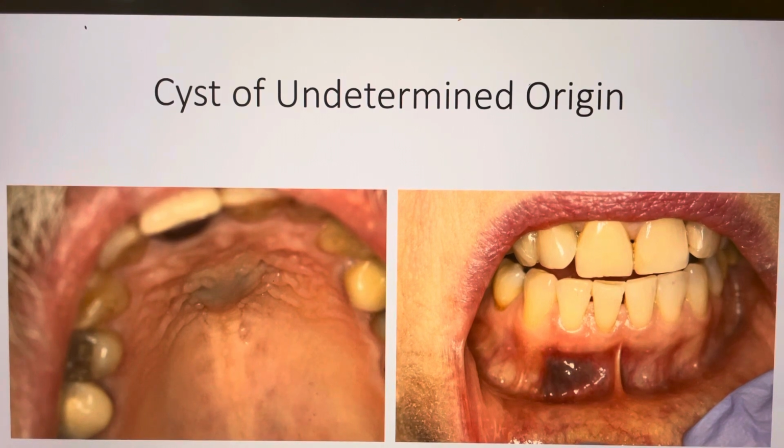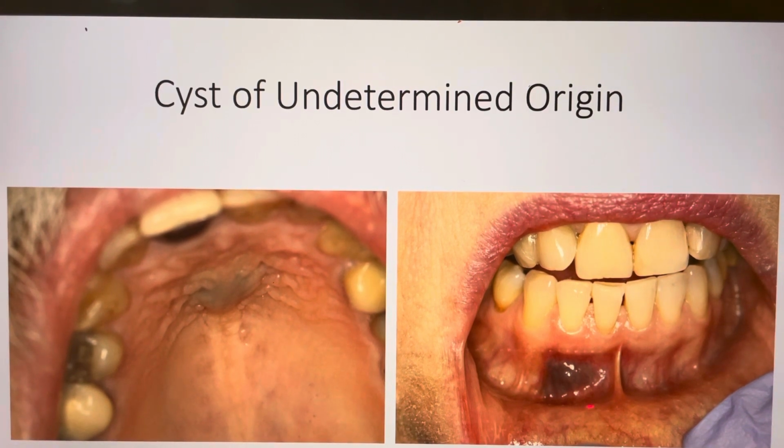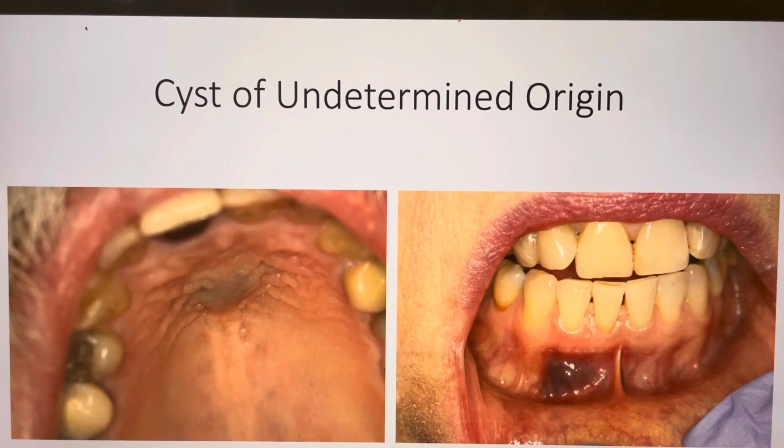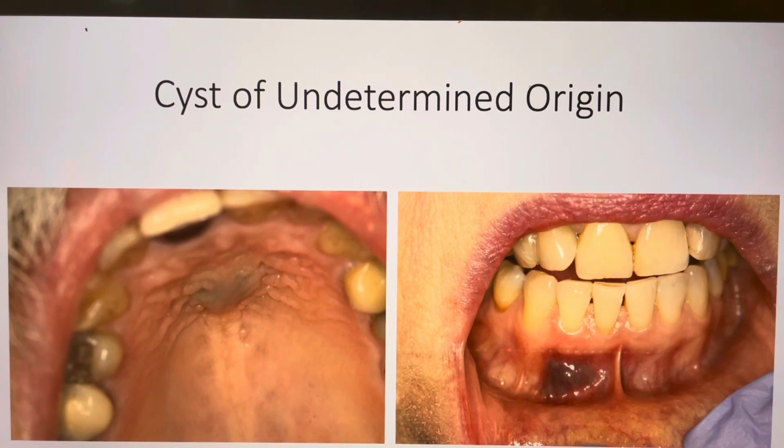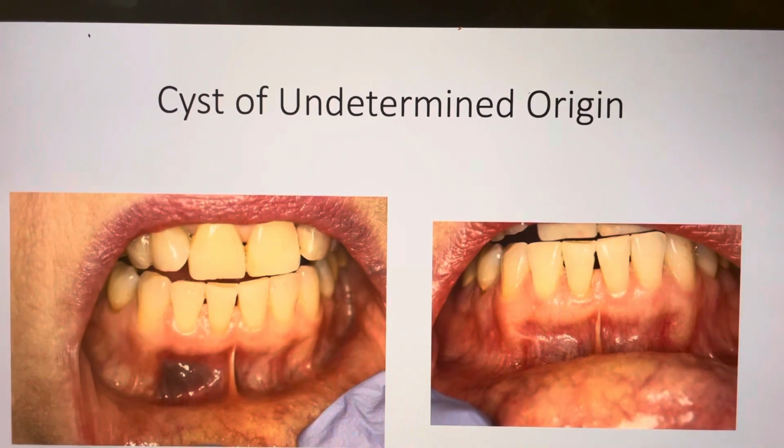In the oral cavity, cysts usually have this purple bluish hue, as you can see here, one on the palate and one on the gingiva. There are some cysts in the oral cavity that we remove and put under the microscope. They have specific features of a specific cyst with a name, but some cysts are just a cyst. We see a cyst lining under the microscope and we call them cysts of undetermined origin.